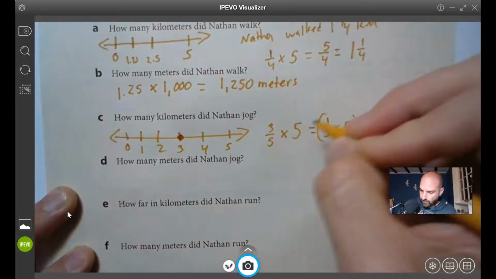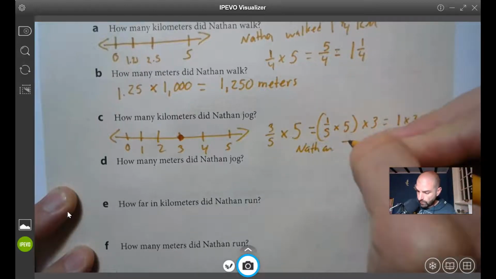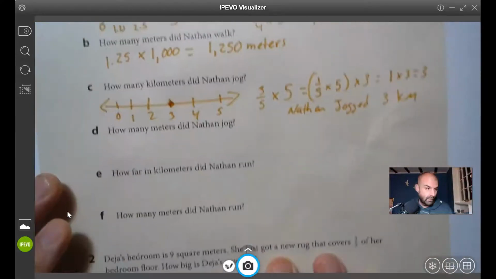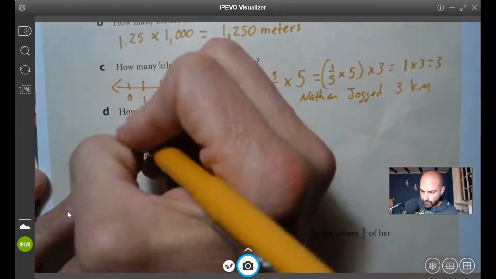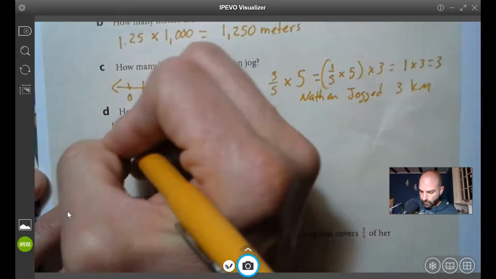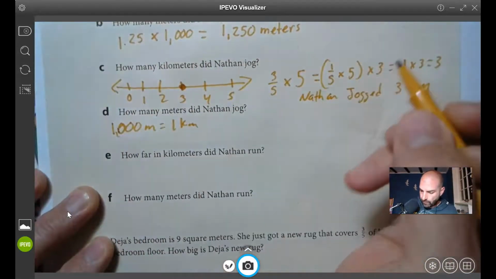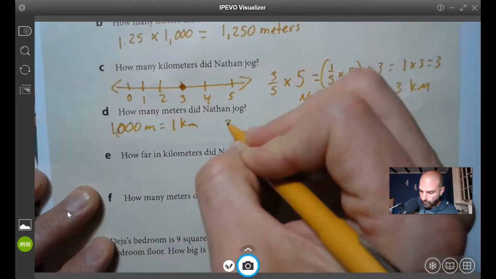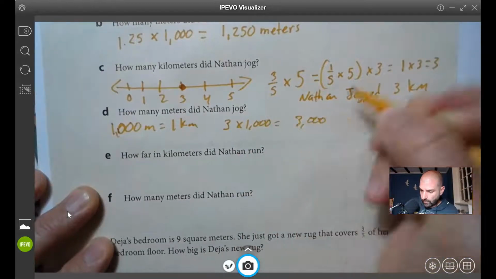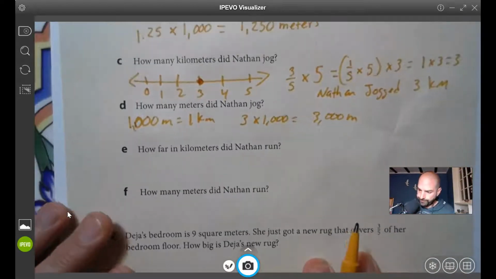So yeah, so Nathan jogged 3 kilometers. All right, how many meters did he run? Again, 1,000 meters equals 1 kilometer. So that means he jogged 3 times 1,000 equals 3,000 meters. All right, how far in kilometers did Nathan run?